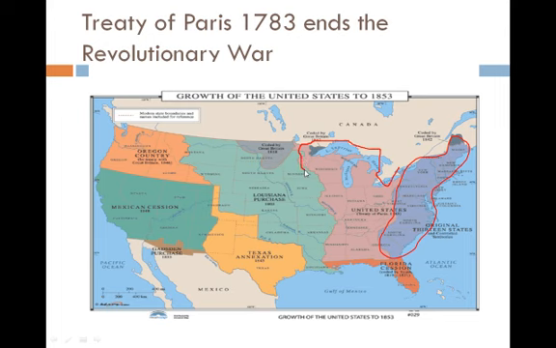The northern boundary would be Canada. The western boundary would be the Mississippi River. The southern boundary would be Florida. And the eastern boundary would be the Atlantic Ocean. So all of this land, 13 colonies included, becomes the United States of America. This is the beginning of the United States of America.